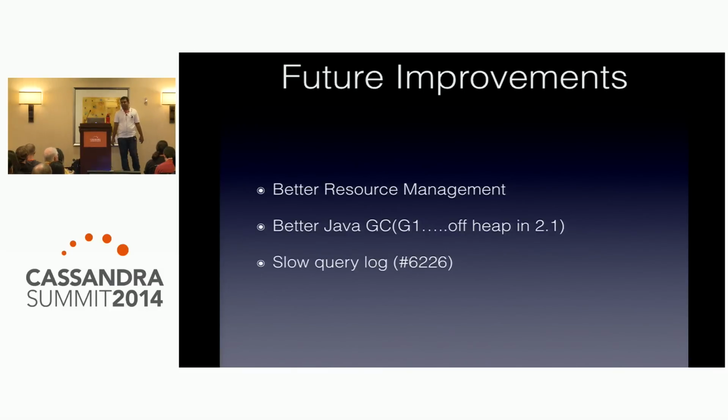Better Java GC. A lot of times we have seen that if you are perf testing Cassandra, the GC becomes a problem. You will be GCing every second in the new gen and it will be a problem. So a lot of improvements coming in 2.1. Things have moved off heap. There's a Jira out there talking about how we can run the new G1 collector and improve stuff. So a lot of improvements in that area are already happening.